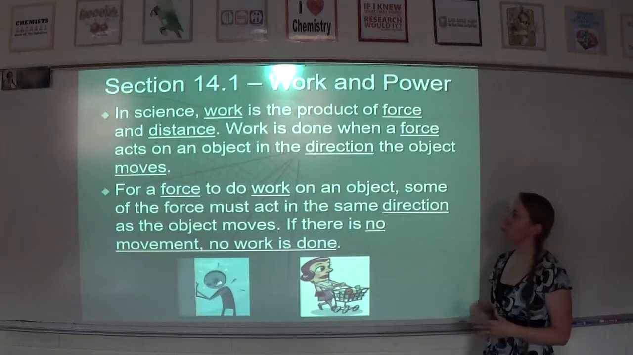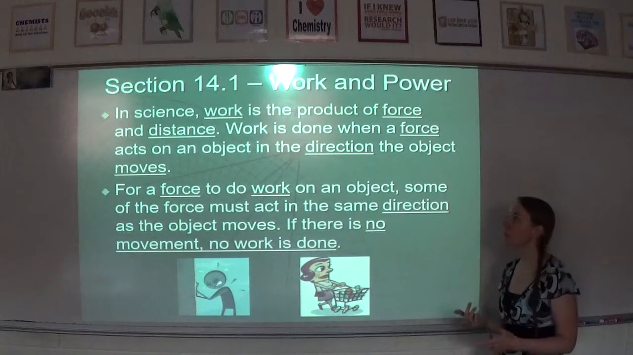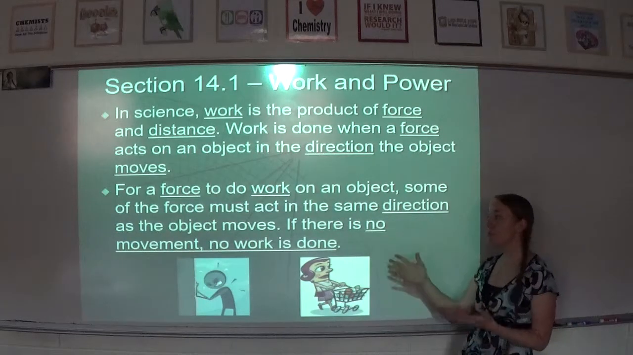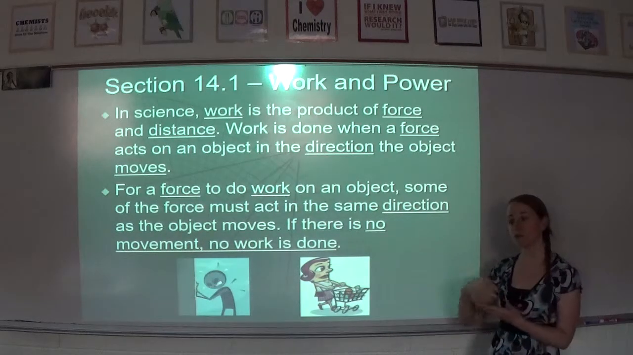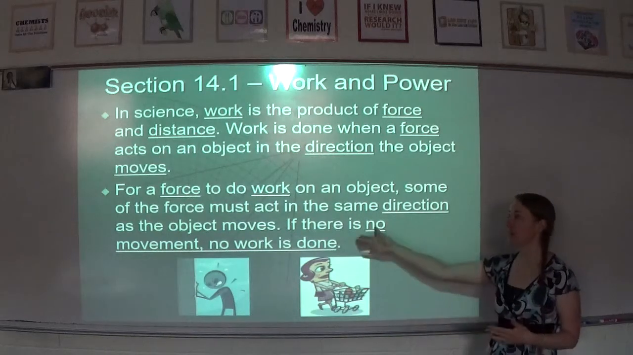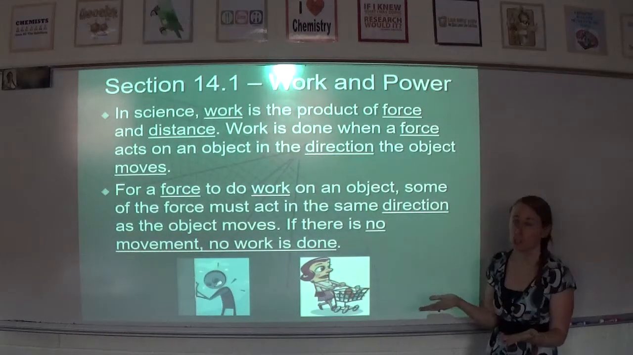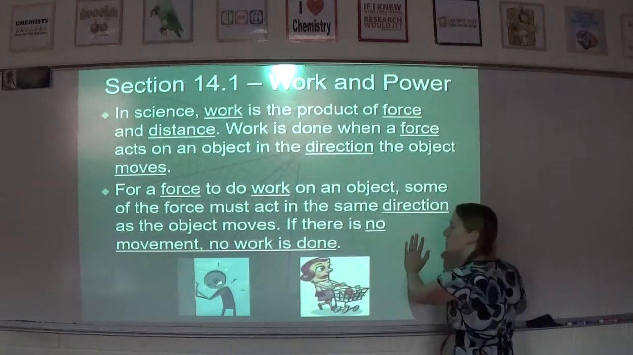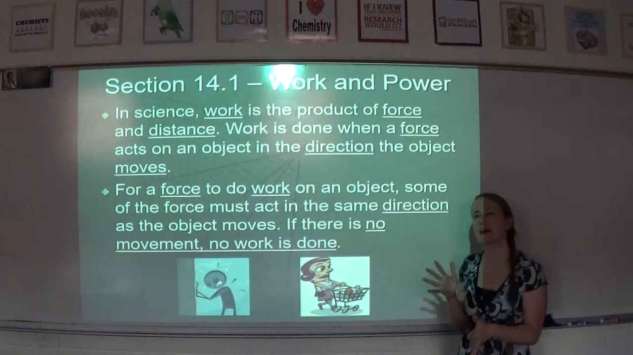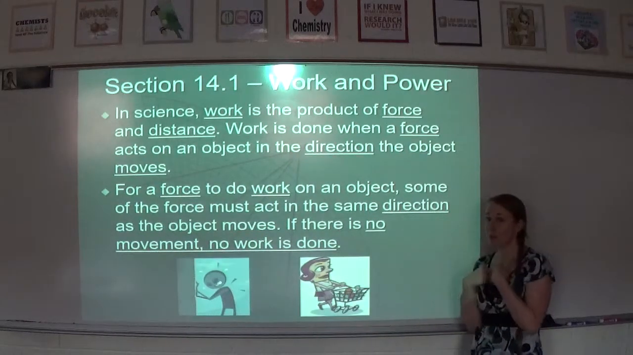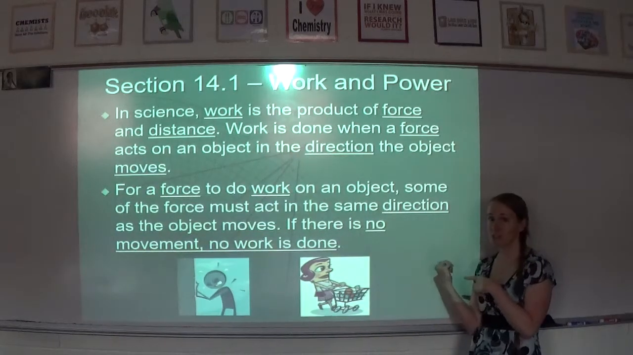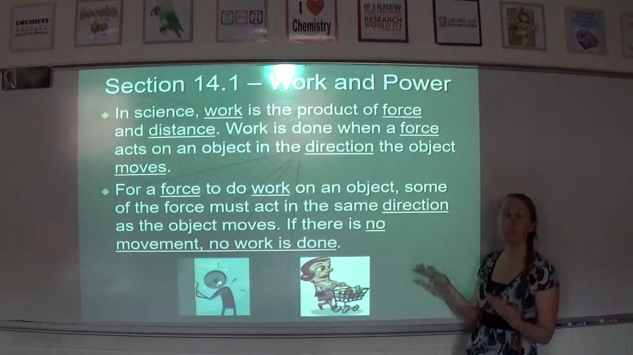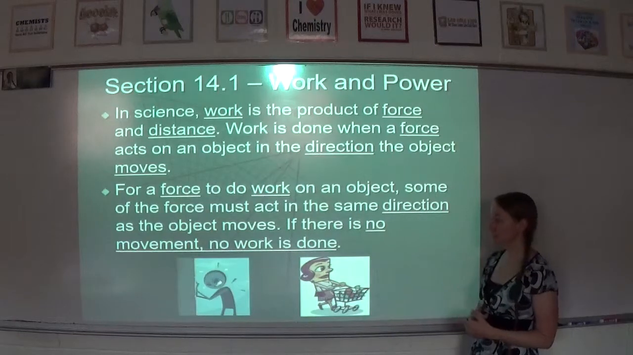So for a force to do work on an object, some of the force must act in the same direction as the object moves. And if there's no movement, then no work is done, because work is force times distance. If there's no distance, then anything times zero is just zero. So for example, this person pushing up against the wall. I may feel like I'm doing work. I may push so hard. So I'm applying a force, but is the wall actually moving? No. Since there's no movement on the part of the wall, there's no distance. So there's no work being done.